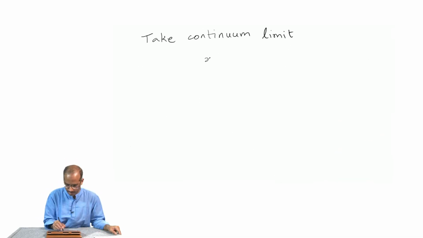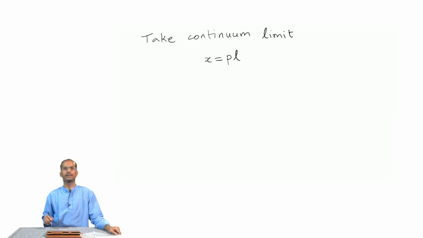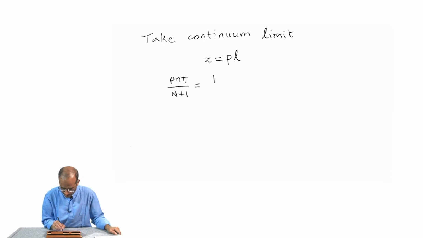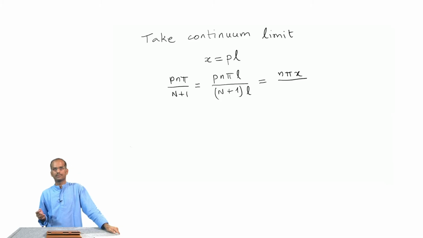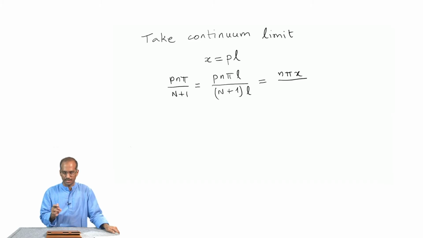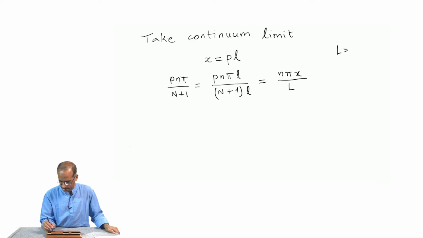I can introduce this variable x, which is p times L. I can multiply and divide by L. So, it will be p n pi into L divided by N plus 1 into L. This would simply give me, as you can see, p into L is x. So, it would give me n pi x divided by N plus 1, where capital N is the total number of beads, multiplied by the length between two successive beads will give me the total length. So, a capital L is equal to N plus 1 multiplied by small l.